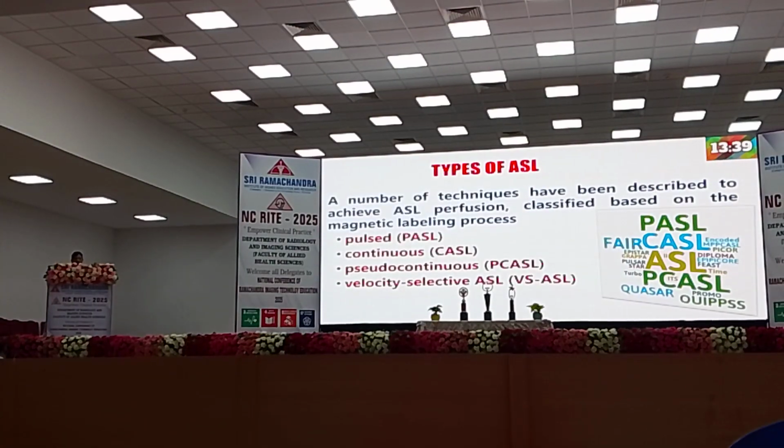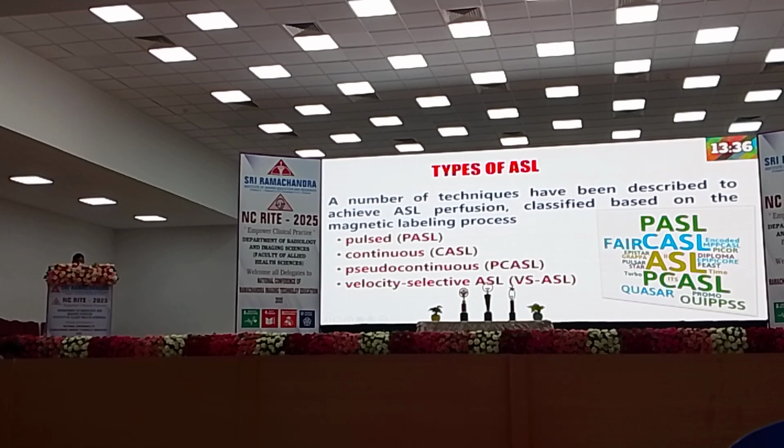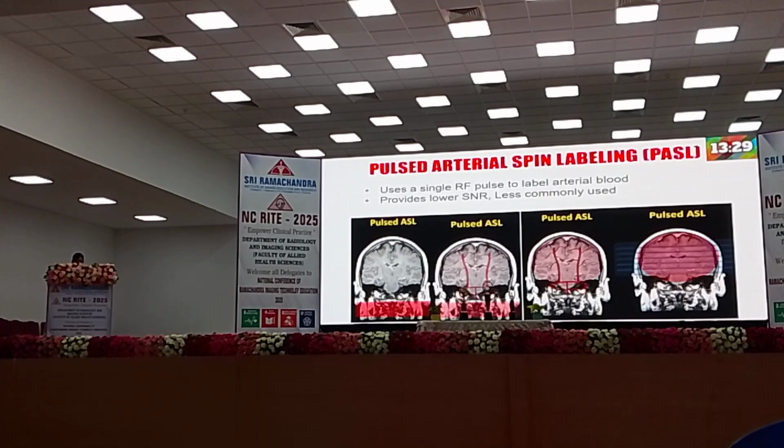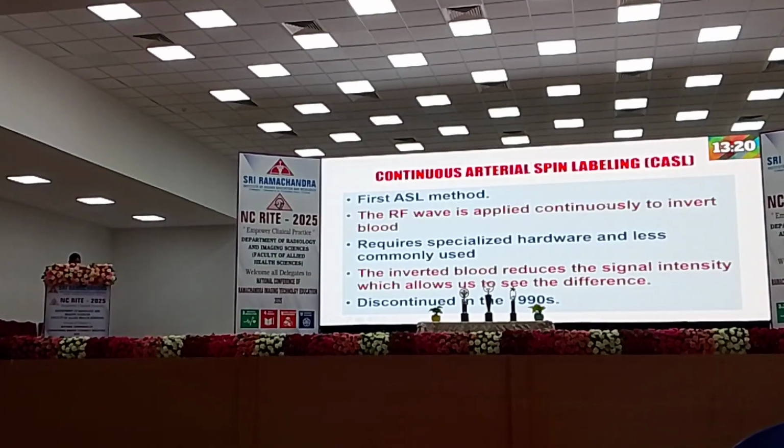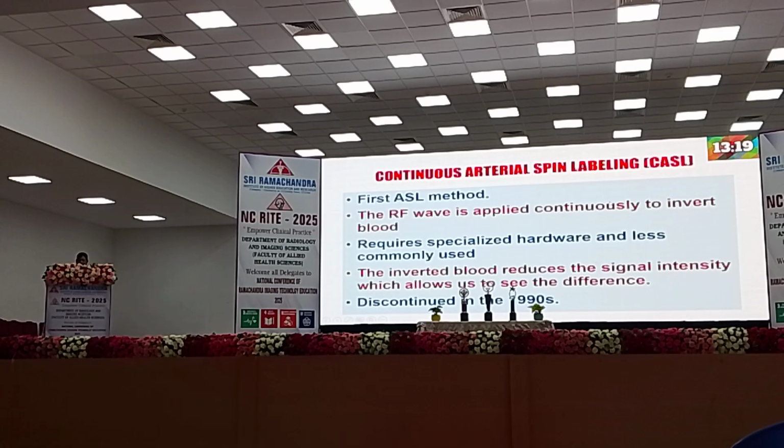We move on to the types of ASL. ASL is classified based on the magnetic labeling process. One is pulsed, another is continuous, the third one is pseudo-continuous labeling, and another one is velocity selective ASL. What is pulsed ASL? This uses a single RF pulse to label the arterial blood, provides lower SNR, and is less commonly used. This is the first ASL method.